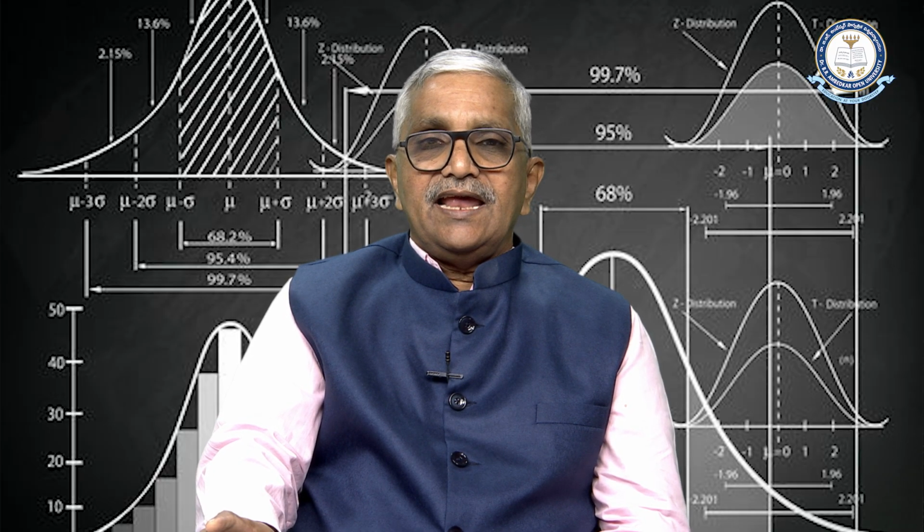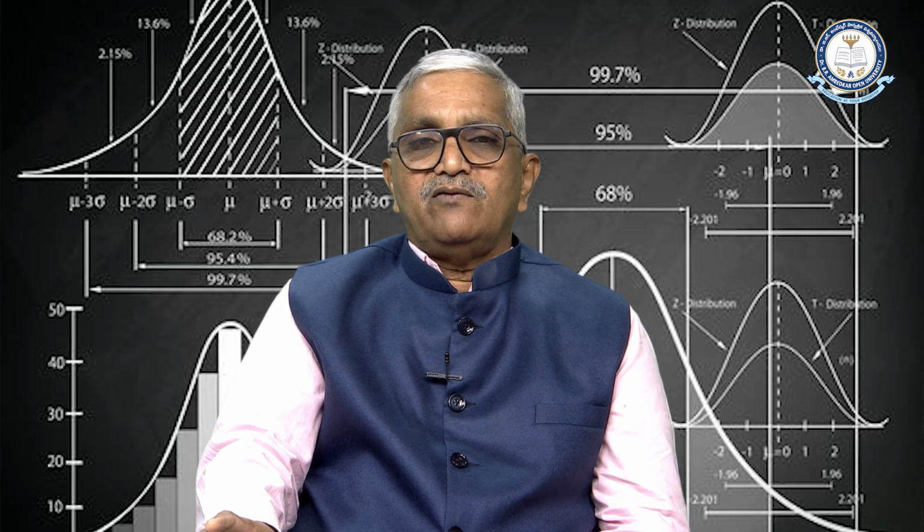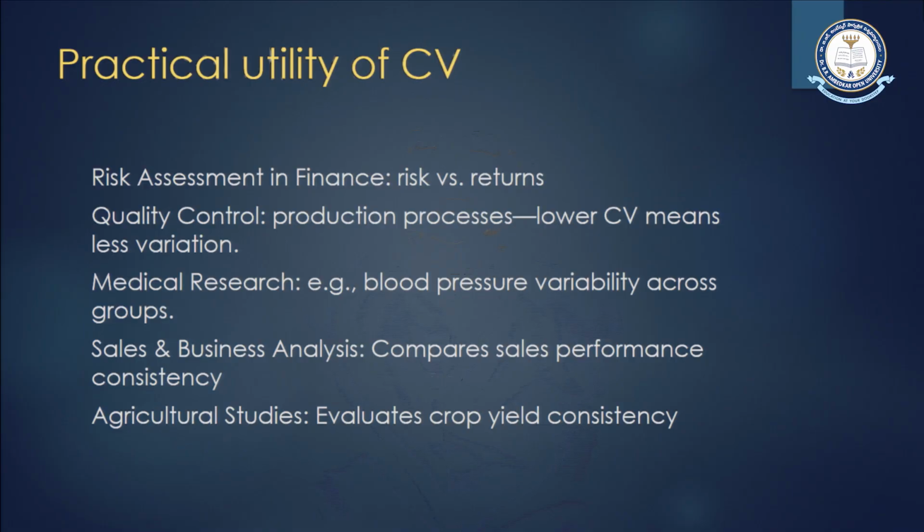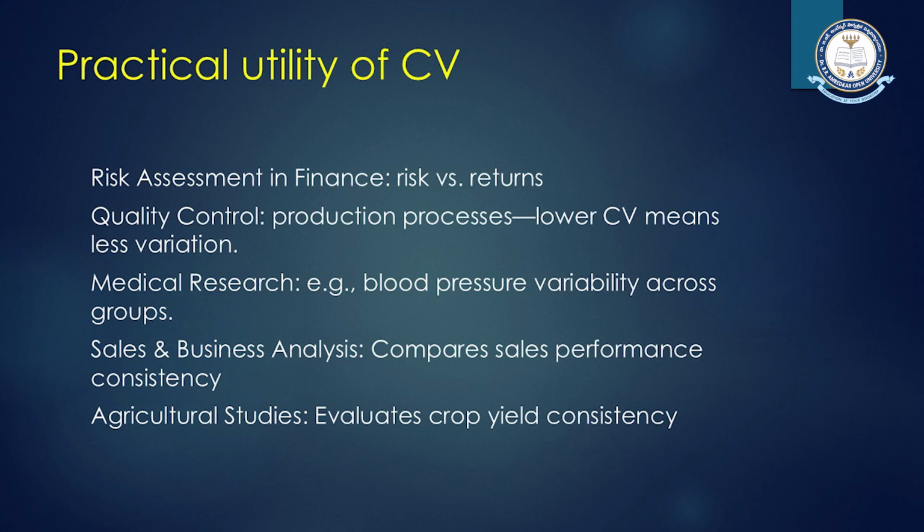Another area where we can use coefficient of variation is quality control. In production processes, a lower coefficient of variation means less variation, particularly in pharma production. This is very important. We cannot take even 0.001% risk in the quality.